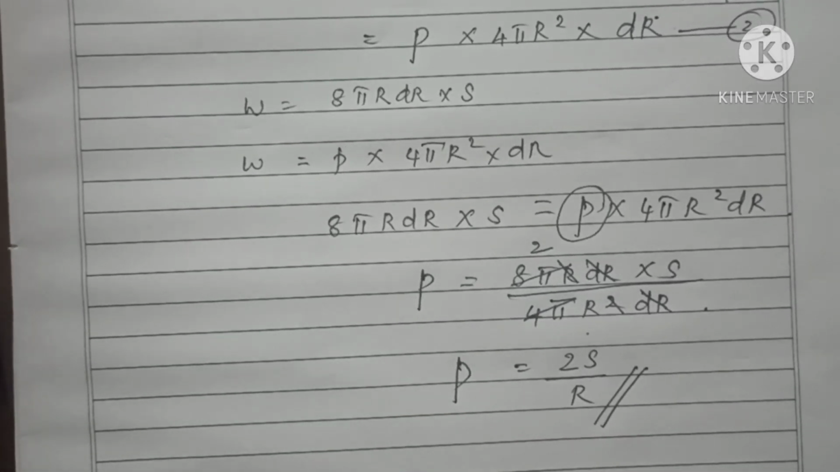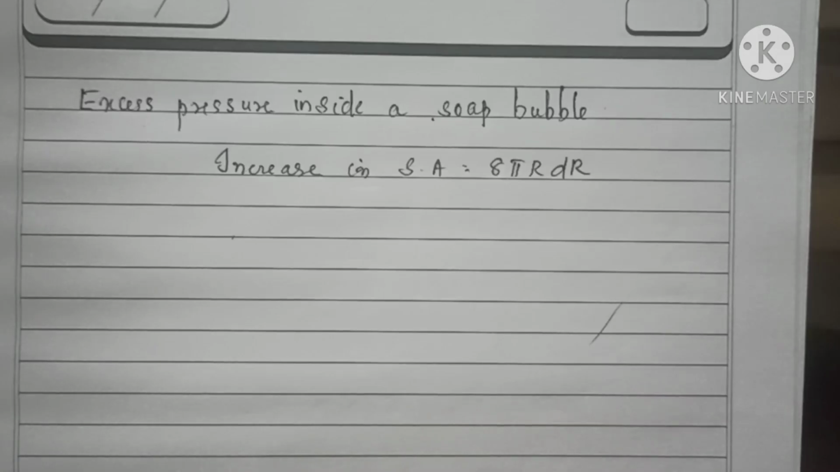So you can write the pressure difference in a liquid drop, which we call the excess pressure, is equal to 2S by r. Clear? Now the same thing you can apply for a soap bubble also. For a soap bubble, what is the excess pressure inside? That is the next topic that we have to discuss. That is the excess pressure inside a soap bubble. So now we are moving to the excess pressure inside a soap bubble.